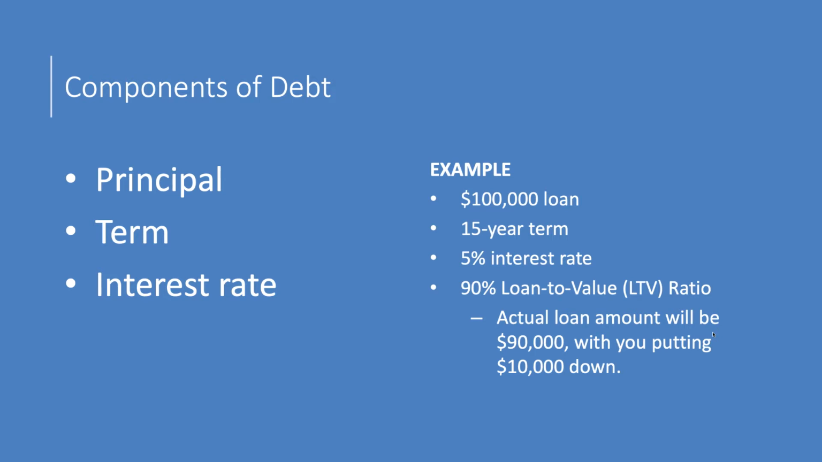You'll see it with cars too. You'll see a lot of zero down, right? That means the loan to value is 100%. You're putting nothing down. That's just the LTV ratio. Primarily, I'm going to focus on talking about principal, term, and interest rate, okay?